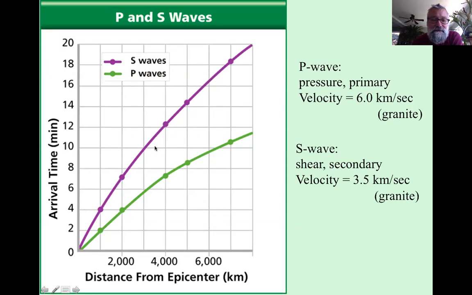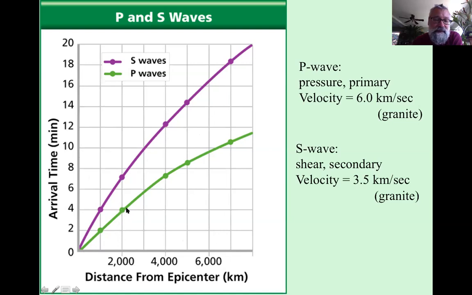And over here, we can see distance on the horizontal axis, and the arrival time, when it's going to arrive at a specific location, is on the left or the vertical axis. Let's suppose you're 2,000 kilometers away.